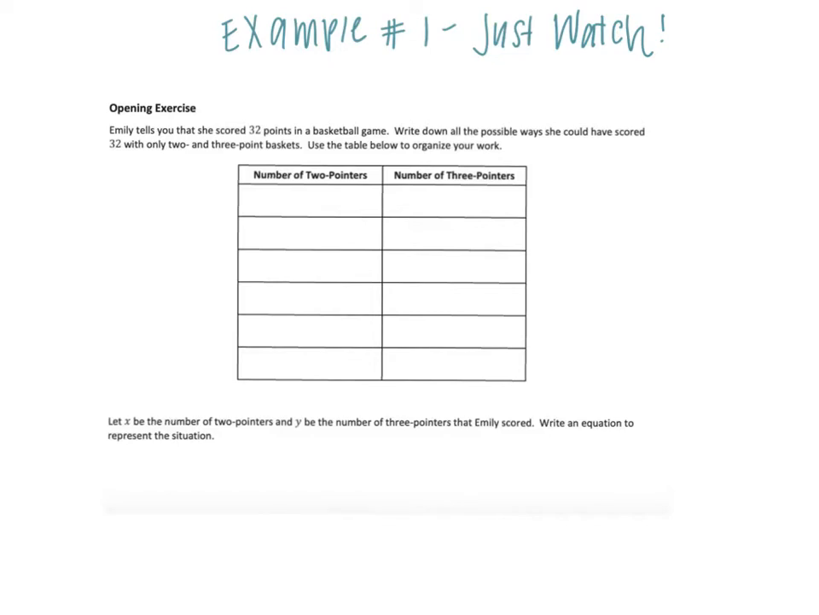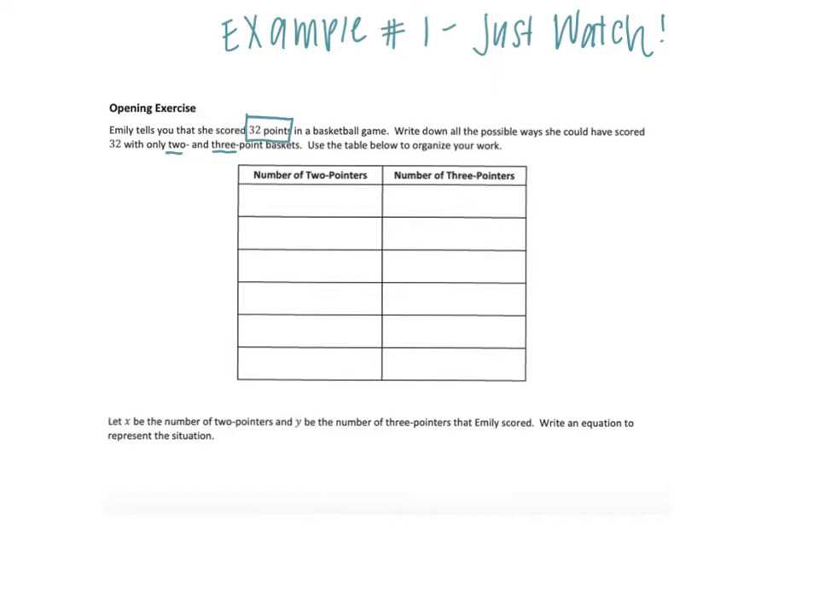And I'm just going to go ahead and start this. It says, Emily tells you that she scored 32 points in a basketball game. It's a lot of points. It says, write down all the possible ways she could have scored 32 with only 2 and 3-point baskets. Use the table below to organize your work. So, we're just going to get started here. I'm going to go ahead and fill this in with one number.